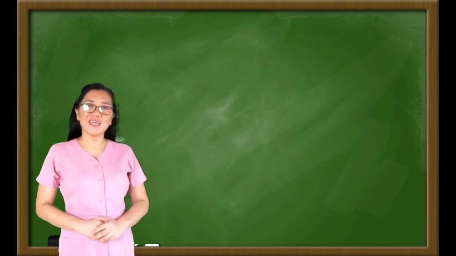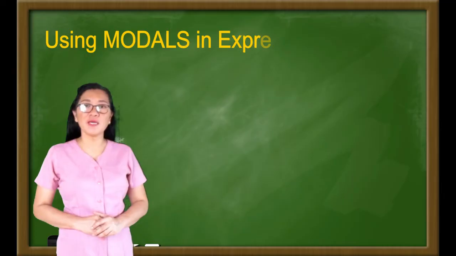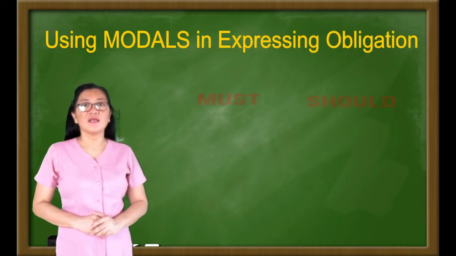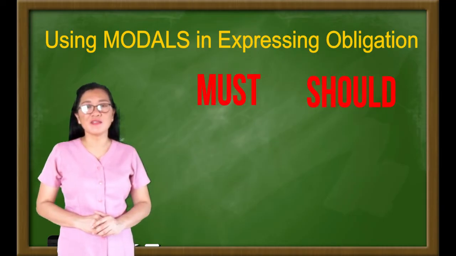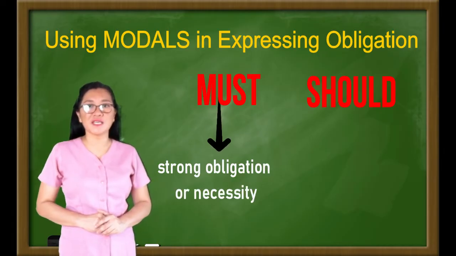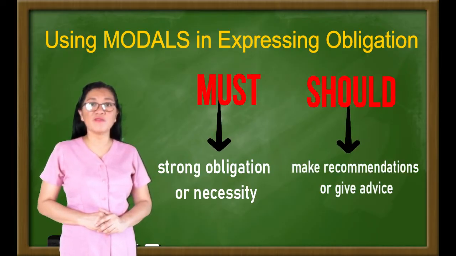Moving forward to the next section of our lesson, you will learn about modals used to express obligation to do something or to be in a certain state. The modals must and should are some of the modals used for this purpose. Must expresses a firm or strong necessity or obligation, whereas should is most commonly used to make recommendations or advice.